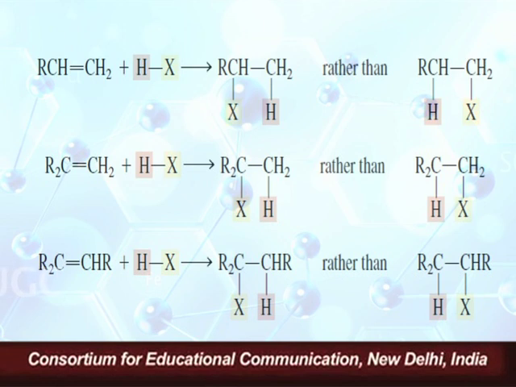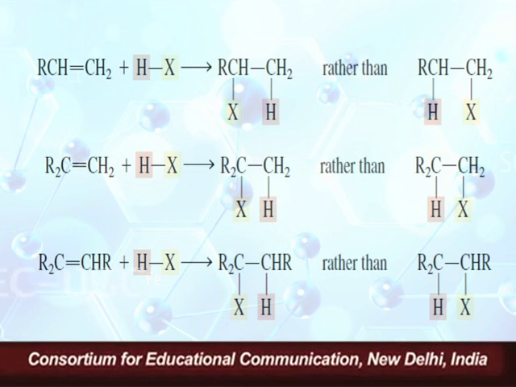That when we carry out the reaction with HX, X is going to that carbon which is having less number of hydrogens. That is, X is adding to a carbon which is attached to one hydrogen and one alkyl group, and not to that carbon which is bonded to two hydrogen atoms.